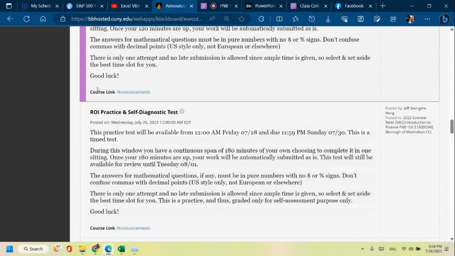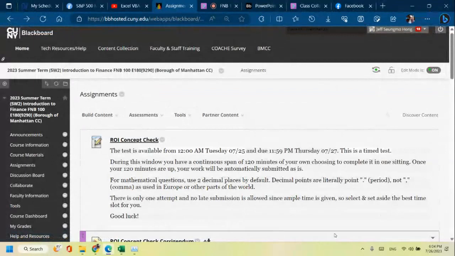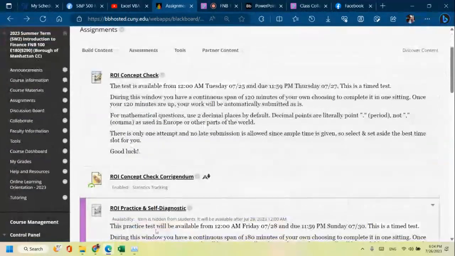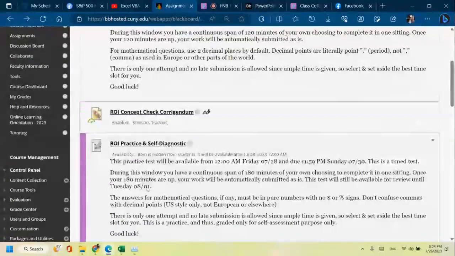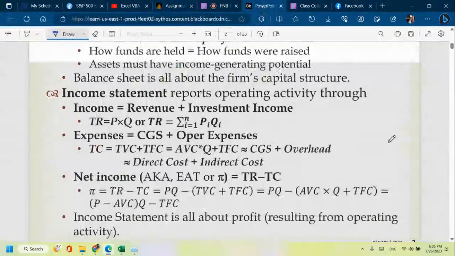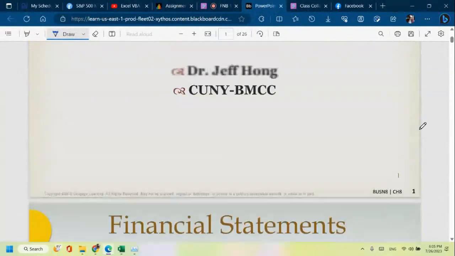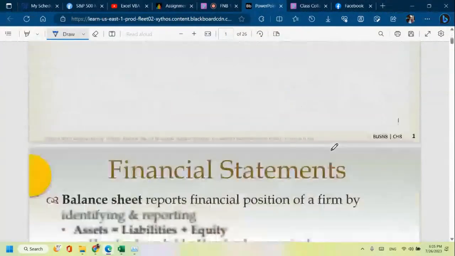So it doesn't show currently. It doesn't show in the assignments, but since it is starting from the 28th, it's going to show. Now it's not showing to you. See, it is all grayed out, but on the 28th, it's going to be visible. Okay. All righty. So that's the current test and the upcoming test, and we are moving on to the financial statements today.